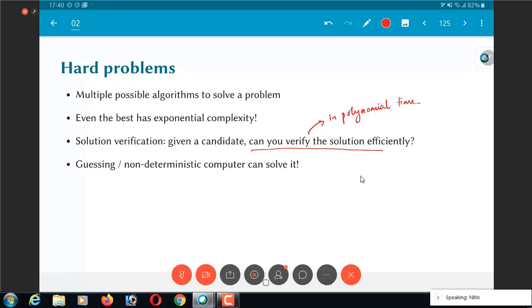Okay, so verifying a solution to the graph coloring problem is very easy, right? Now what that means is a non-deterministic computer, basically meaning something which has no limit on how many different options it can consider in parallel, will be able to solve even these hard problems in a very efficient manner, in polynomial time.